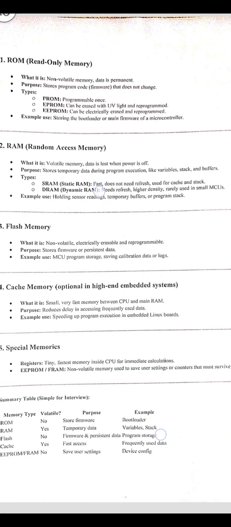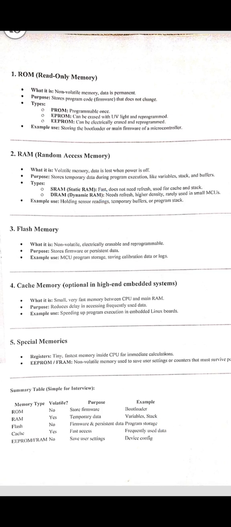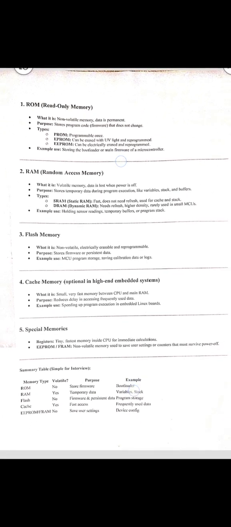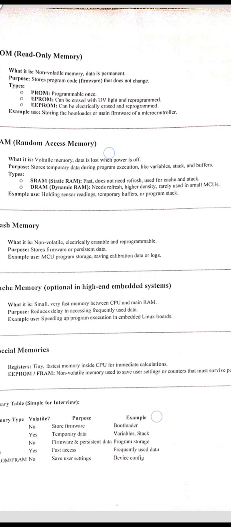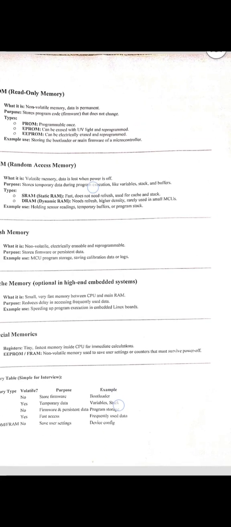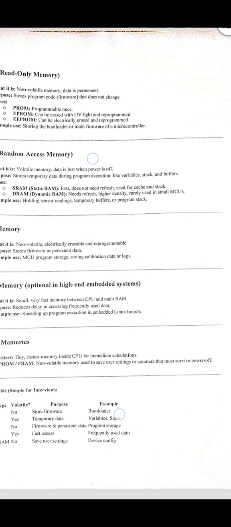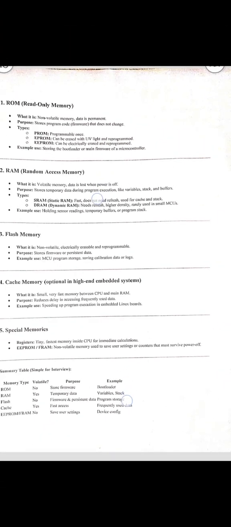Next is register: tiny, the fastest memory inside the CPU for immediate calculation. Very fast. Then EEPROM and FRAM, non-volatile memory used to save user settings or counters that must survive power off.